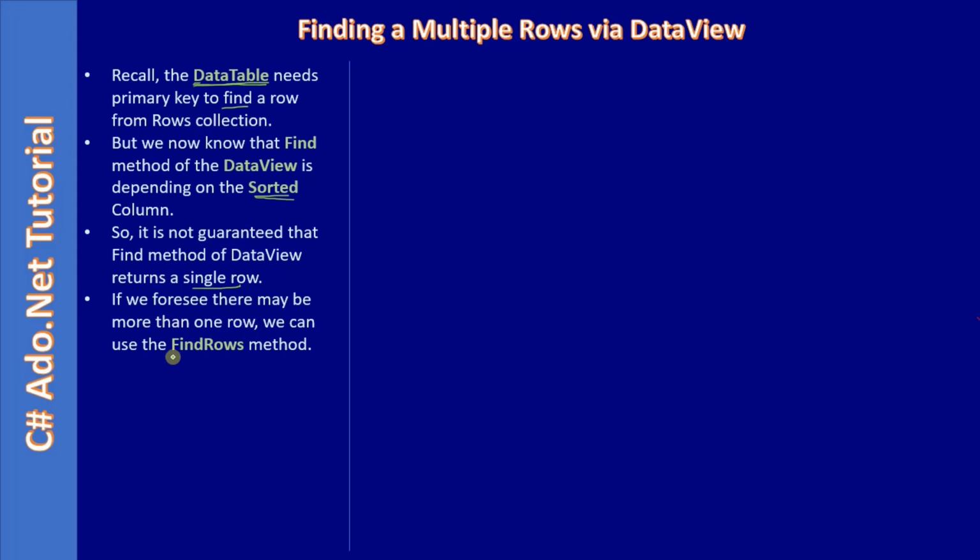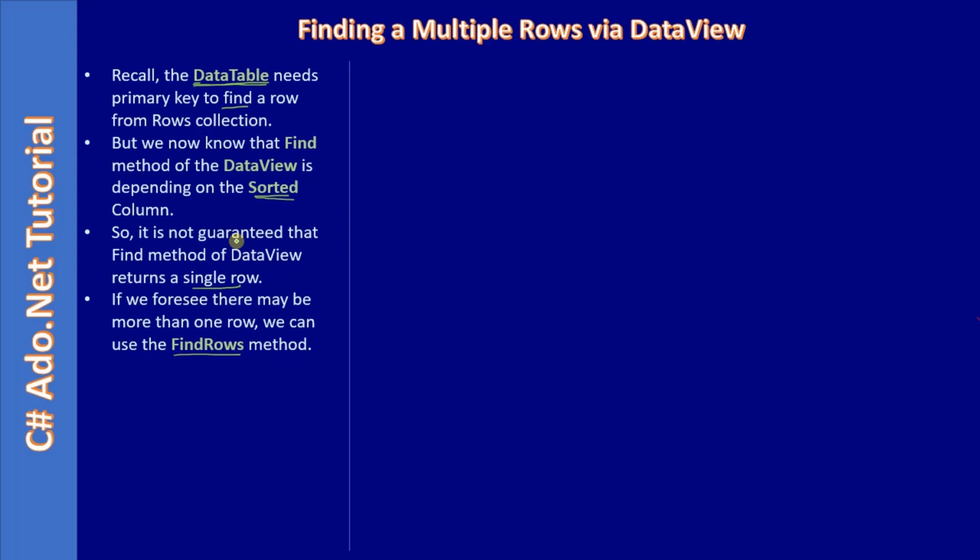in that case you can use the FindRows method. If you foresee there may be more than one row, we can use the FindRows method. So you can use Find or FindRows. When you are using Find, you may be aware that the method is employed on the key column, or on the column that is applied with the unique key, or that specific column will contain unique values. So the find method is suitable for that.